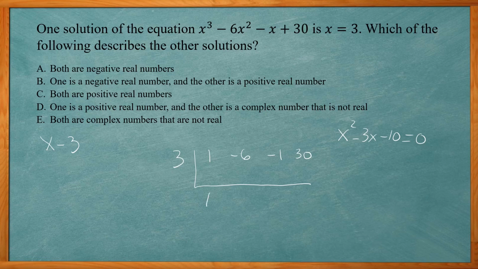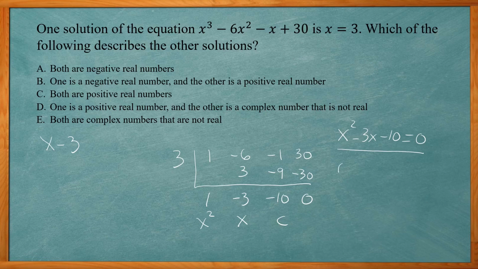I multiply this 1 by our 3 that we have on the outside. So 1 times 3 is 3. This can go here, and then I add negative 6 plus 3, which is negative 3. Again, I multiply the negative 3 times the 3 on the outside. 3 times negative 3 is negative 9. Then I add negative 1 plus a negative 9, which is negative 10. Then multiply 3 times negative 10, which gives me negative 30. And I add 30 plus negative 30 and get 0. So this is our coefficient of the x squared, coefficient of the x, and our constant. Again we get 1x squared minus 3x minus 10 equals 0.